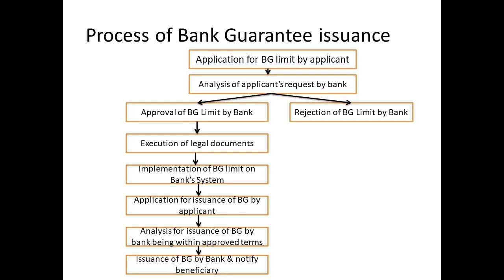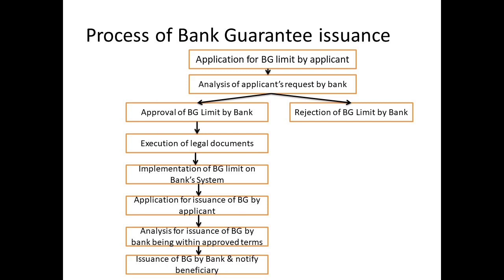After analysis, the bank can either approve the BG limit or reject it. If the BG limit is approved, then the bank prepares legal documents and both the bank and the applicant execute the same. After that, the bank implements the BG limit of the applicant in the system. Now, the applicant can ask the bank for issuance of a bank guarantee according to his need and the approved terms and conditions.